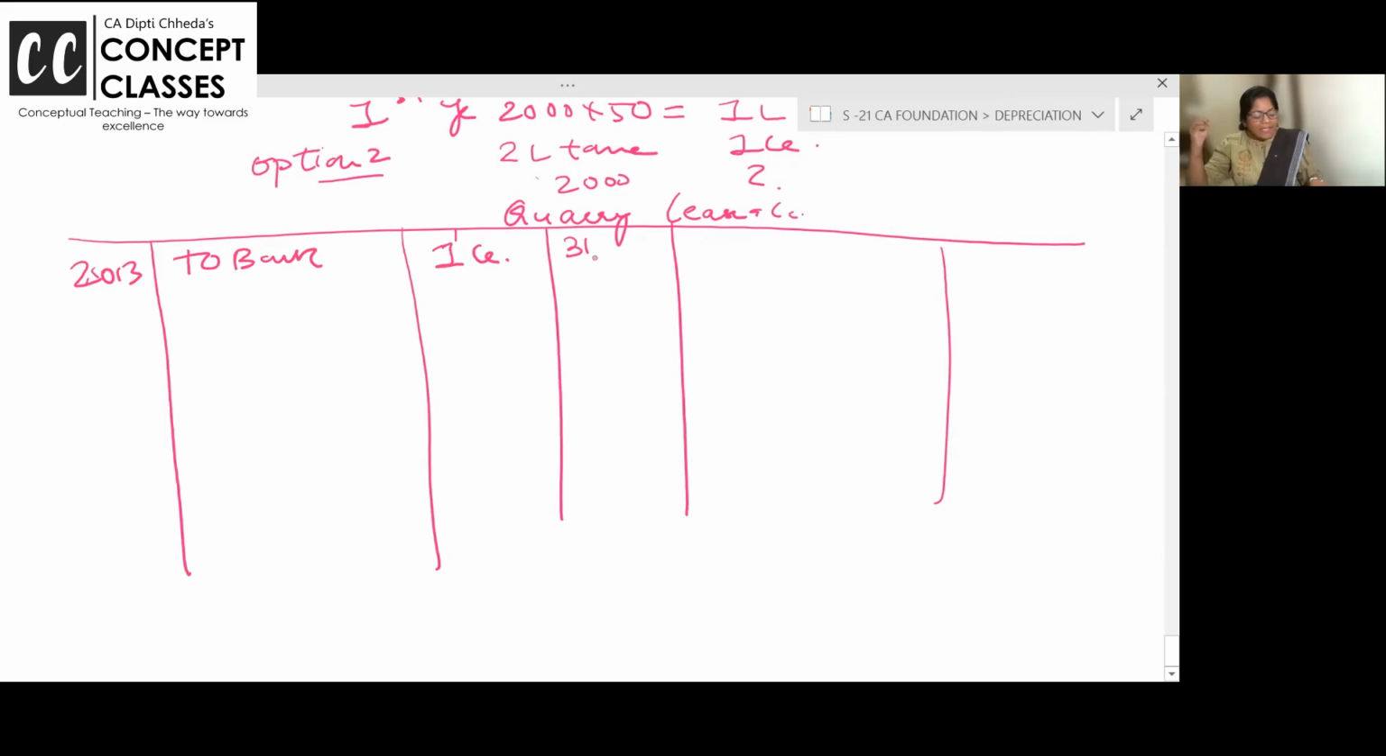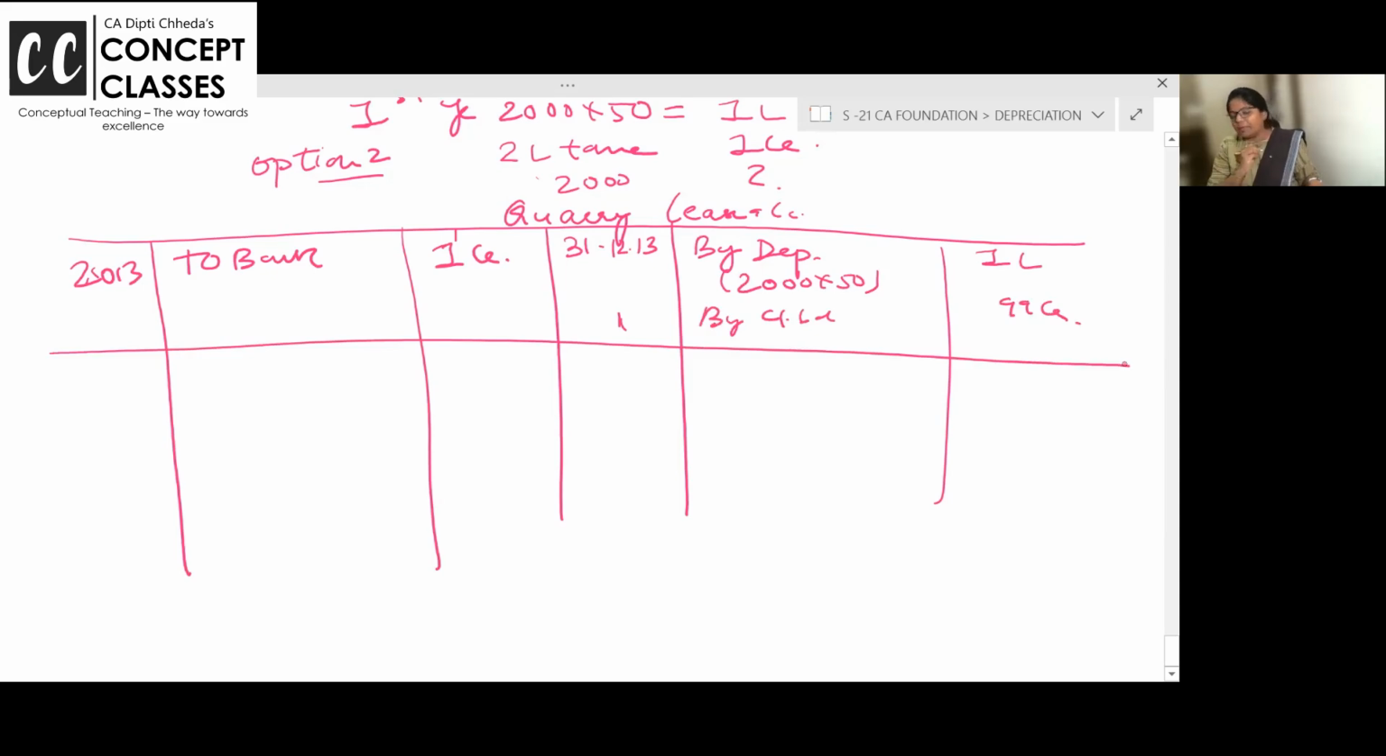Now this is calendar year 13-14, so you have to take 31st December 13. Depreciation, we just calculated in the working note, is coming to 1 lakh, 2000 tons into 50, if you want to write it down. What is the closing balance? 99 lakhs. Because of a network issue, we had to stop the class, so we are late, so I'm doing it like this. In the exam, don't write 99 L; you can write the zeros.